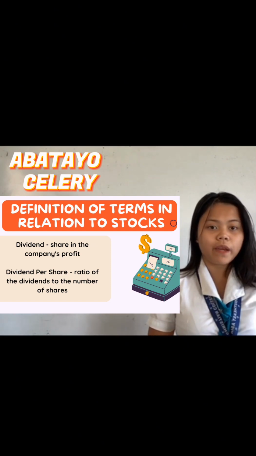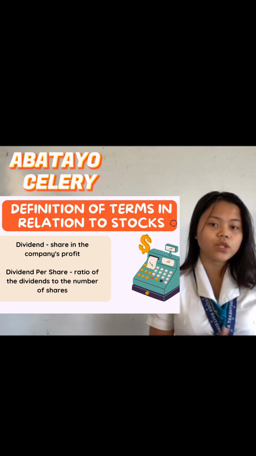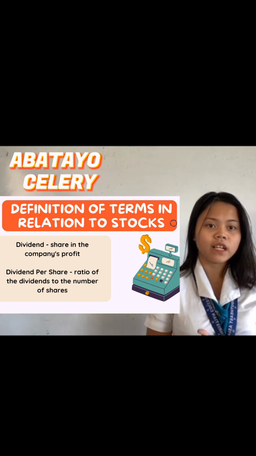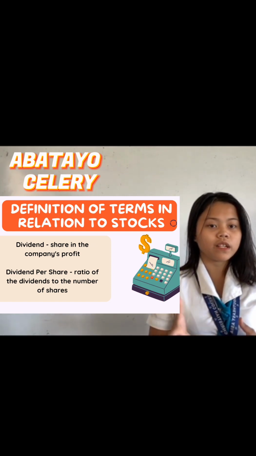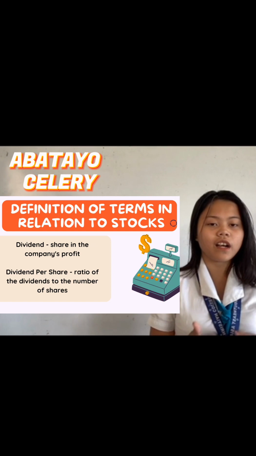Most often, companies pay out dividends in cash, but they can also give additional stock to their shareholders instead. So why does a company do that? Well, it's to reward investors for putting their trust and cash in the company.